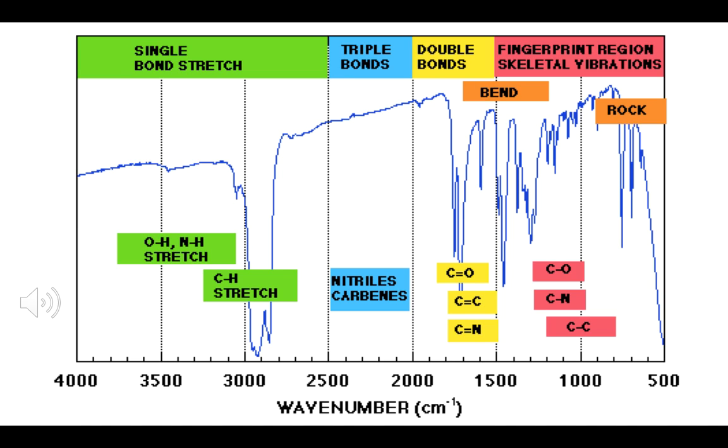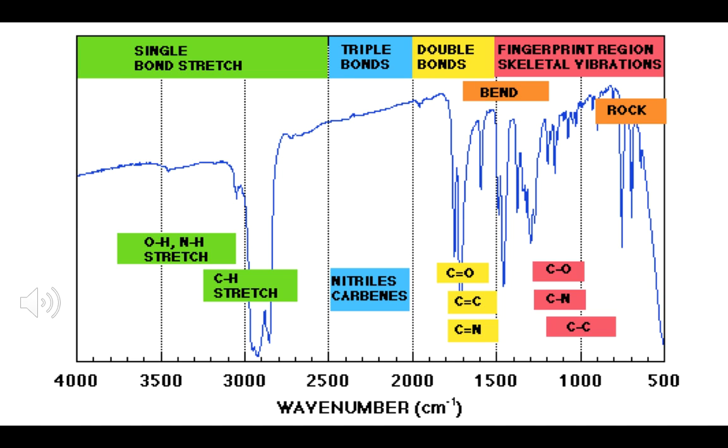So let's break it down. We have the fingerprint region, and this is where you have a lot of single bonds. You have your carbon-nitrogen, your carbon-carbon, carbon-halogen, carbon-oxygen bond. And that's usually from 0 to like 1500, I would say, yeah. And then the next region, I would consider the double bond region, and this is where you have your carbonyl, your carbon-carbon bond.